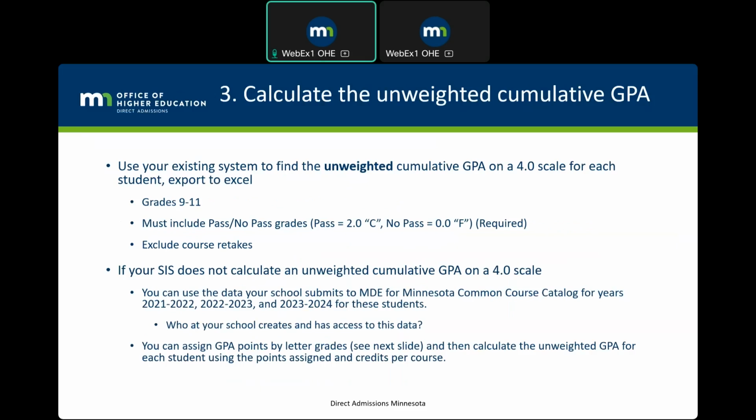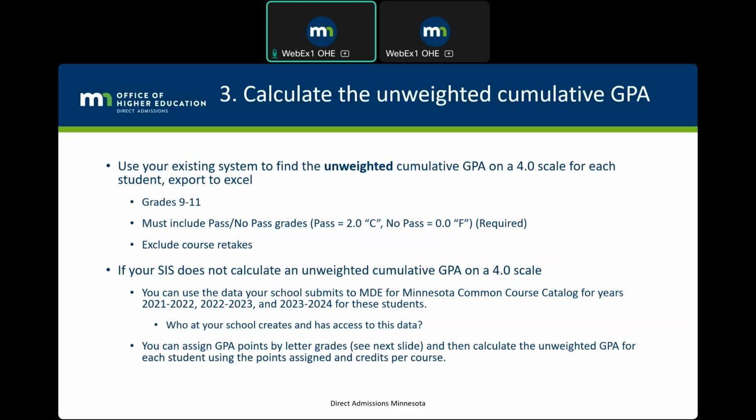All right, so the next step is to calculate the unweighted cumulative GPA. So whatever your current method of finding the unweighted cumulative GPA on a 4.0 scale is in your system, you'll use that method and export it to Excel. You want to look at grades 9 through the end of their junior year. If you have trouble finding these reports, please reach out to us.